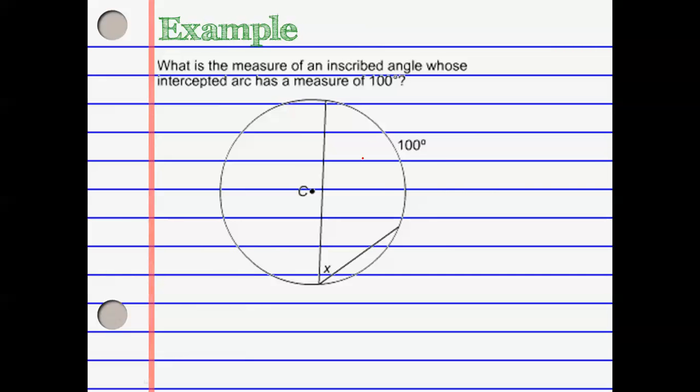So for example here, this one says, what is the measure of an inscribed angle whose intercepted arc has a measure of 100 degrees? So here's the intercepted arc right here, these 2 points. So the inscribed angle is x right here. So remember, the inscribed angle is half of the intercepted arc. So we're just going to take 100 and divide it by 2, and we're going to get 50 degrees.